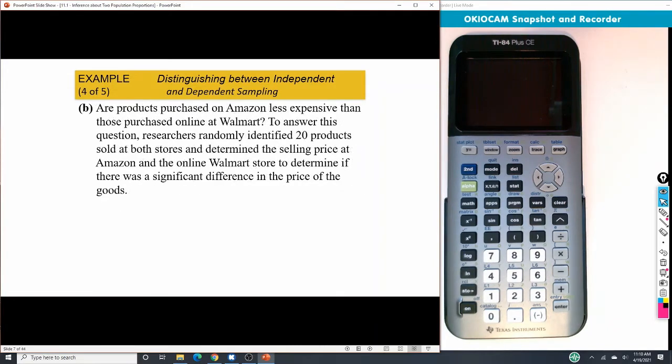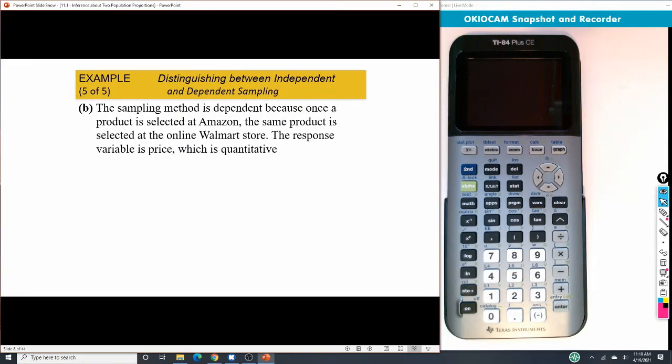The next one is we have this product from Amazon. We want to know if it's less expensive than the same product from Walmart. They identify these products, determine the selling price at Amazon and Walmart, and see if there's a significant difference. This is dependent. Even though we're buying from Amazon and then Walmart, it's the same product. So what I purchase at Amazon must be purchased at Walmart, and so it dictates what is going on there.